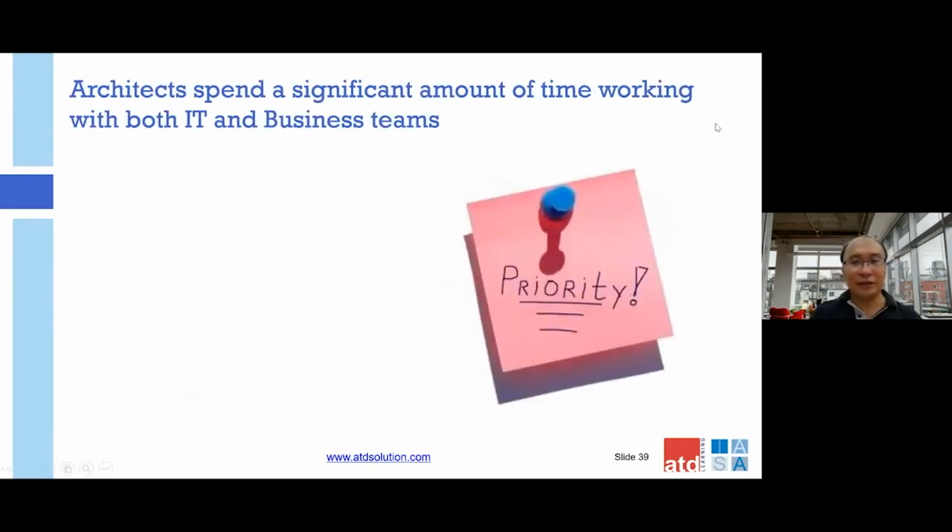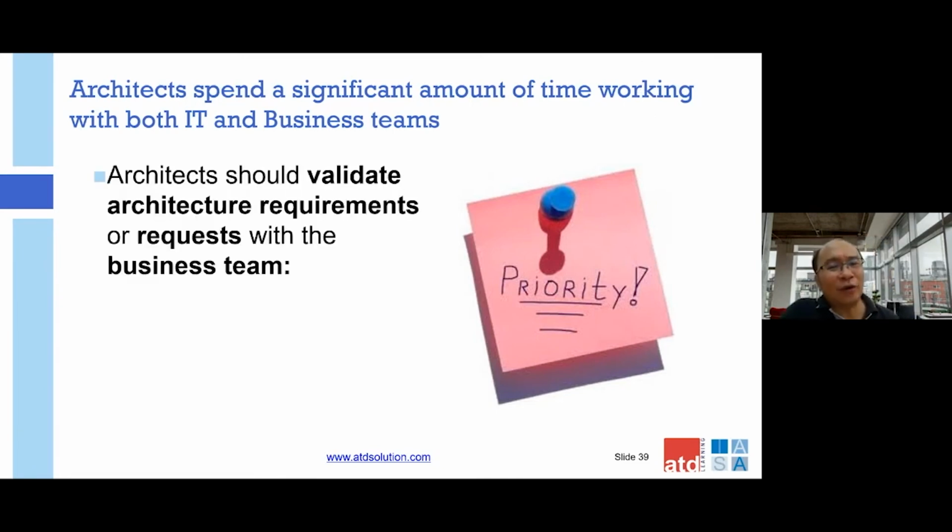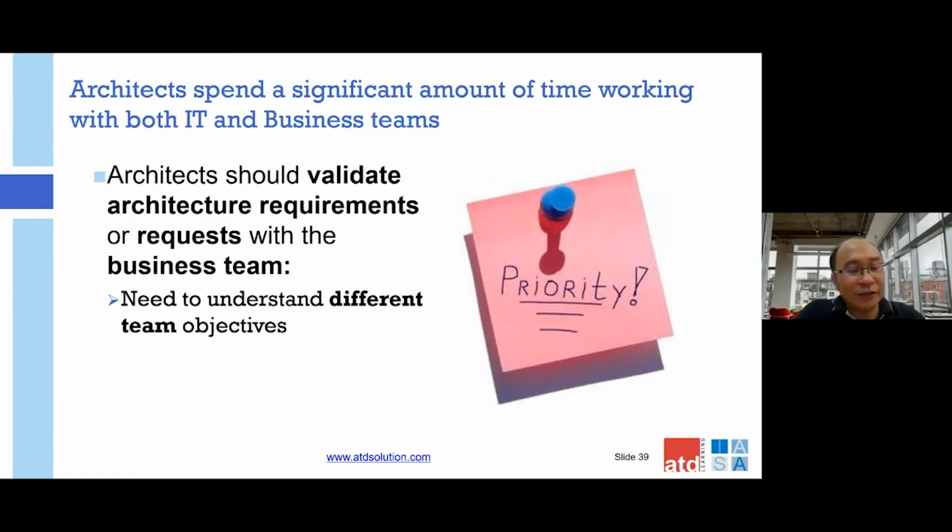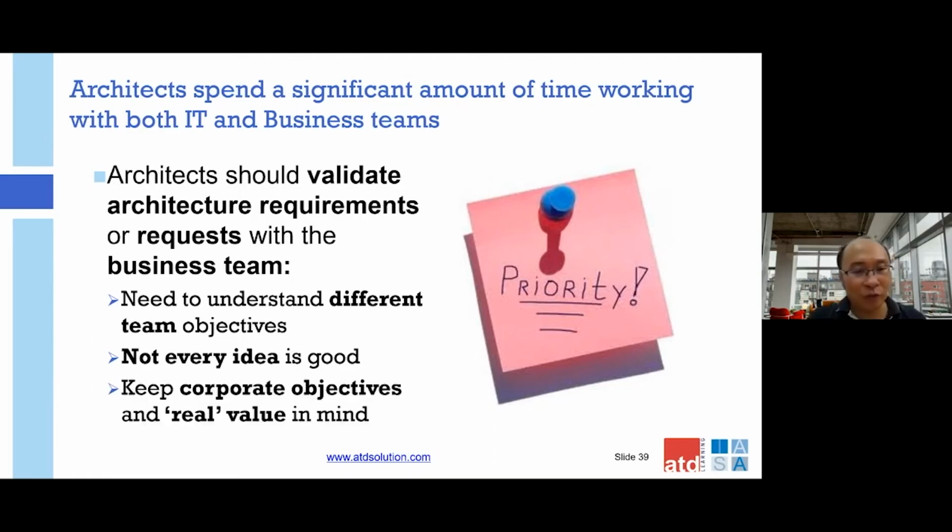Architects also need to spend a significant amount of time with both the IT and business teams, but both need to be equally balanced. So the architect needs to validate our architecture requirements or requests with the business team. We need to understand different team objectives, where the requests are coming from, and we need to understand the political motivation behind them. And of course, we can reject some ideas. Not every idea is good, and we need to keep corporate objectives and real value in mind. So always focus on what we are trying to achieve.